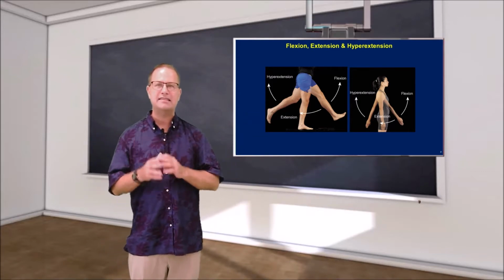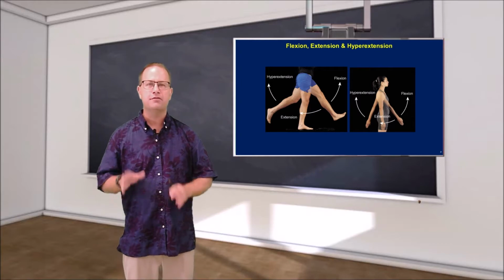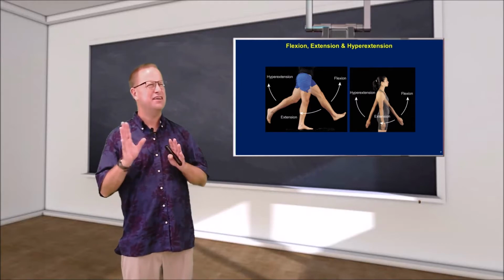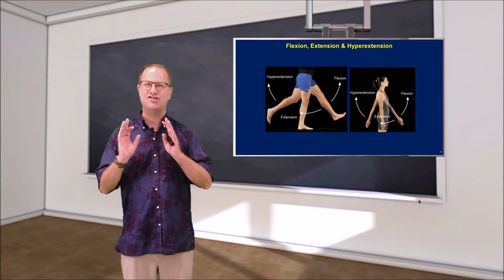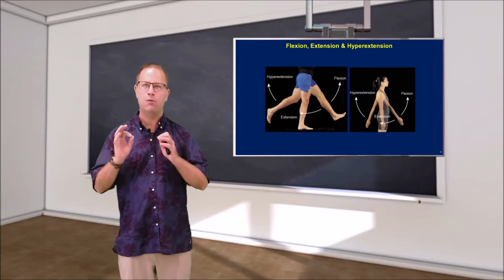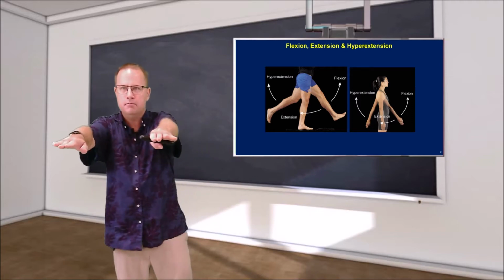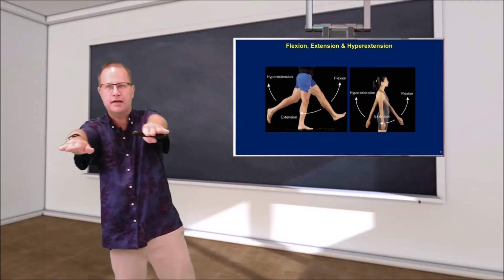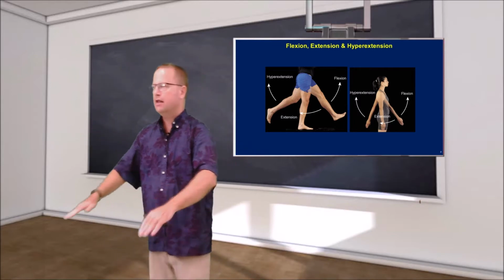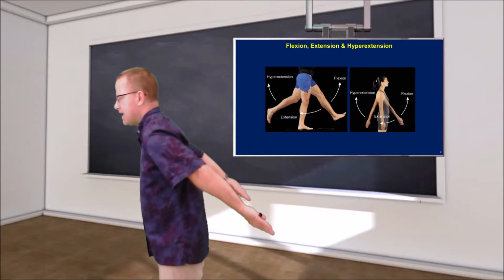We're flexing and extending the shoulder. So shoulder flexion throws everybody off. They're trying to think about what does that look like. Well, it's zombies. Zombies are coming to get you, and what do those zombies look like? Zombies have shoulders that are flexed like this. So that is flexion, that is extension, and that is hyperextension.